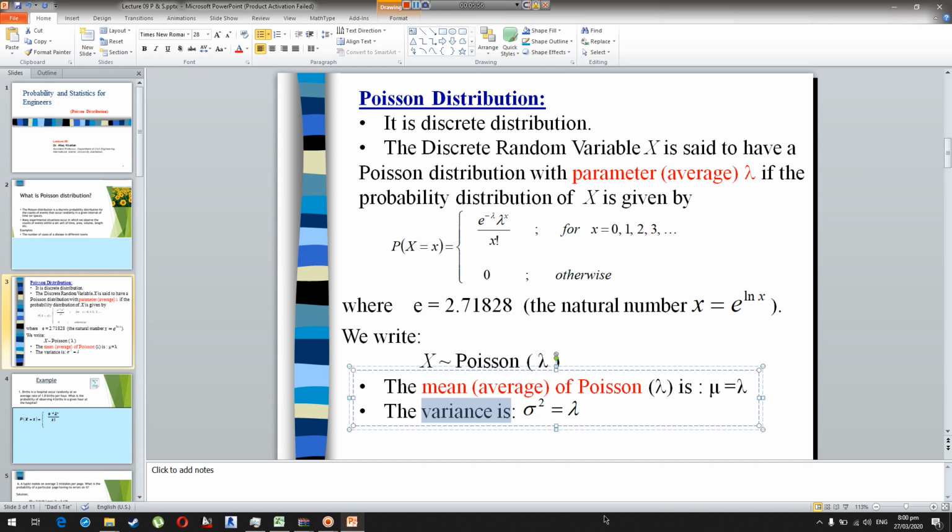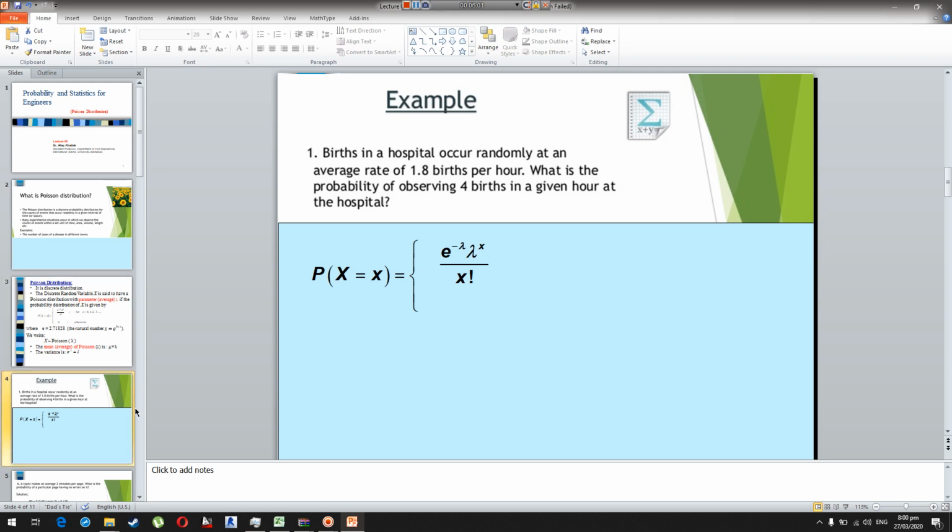Now, if we have this distribution, let's have some examples. For example, births in a hospital occur randomly at an average rate of 1.8 births per hour. If we have a time interval of 1 hour, what is the probability of observing 4 births in a given hour at the hospital? We have the average rate of births, 1.8 births per hour. So lambda is basically that 1.8, the average value.